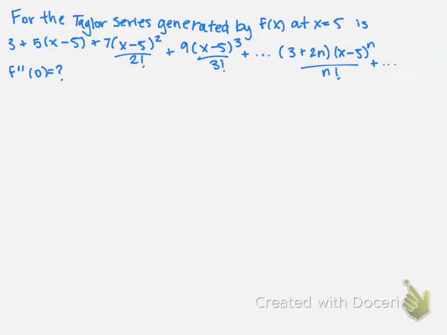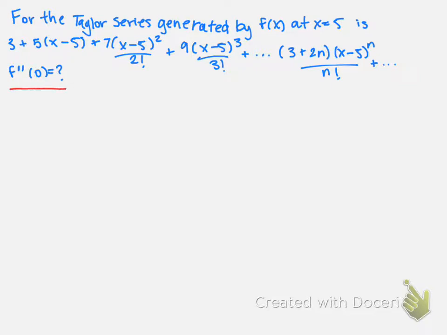So this is a similar problem to the one that we just did. For the Taylor series generated by f of x at x equals 5, it's 3 plus 5 times x minus 5 plus 7 times x minus 5 squared over 2 factorial plus 9 times x minus 5 cubed over 3 factorial plus 3 plus 2n times x minus 5 to the power of n over n factorial. And we're trying to find what f double prime of 0 is.